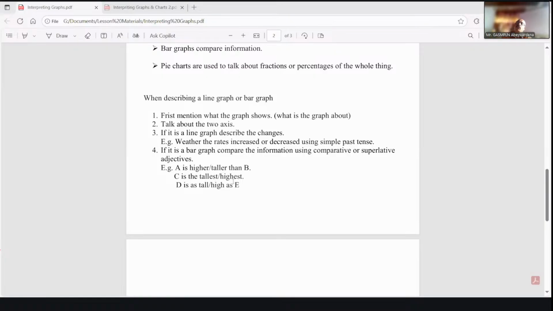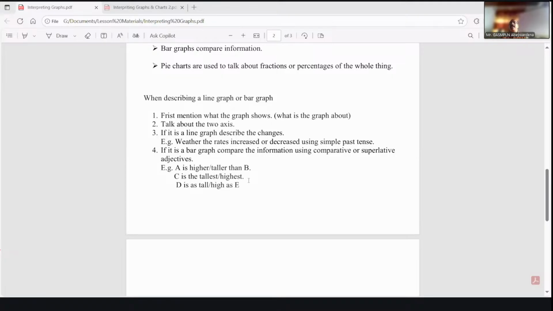C is the tallest. Now, more than two. Here we have only the first one, two, A and B. Now we have C also, A, B, C, three. So we use the superlative adjective, tallest or highest. If there are two, A and B are dissimilar. C is the most favorable one.